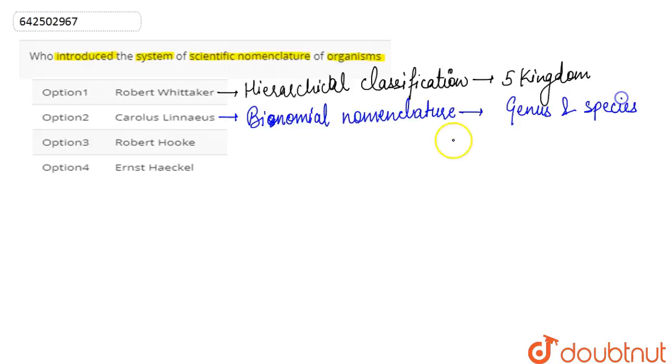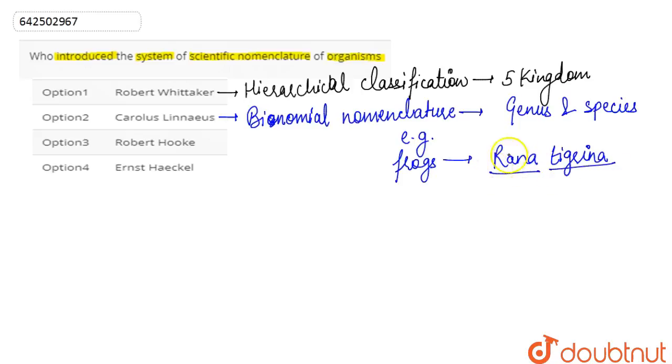If we consider an example, all the frogs have the genus name Rana, right? And the Indian bullfrog has the species name Tigrina, right? So he said that the binomial nomenclature includes two names, the genus and the species. It has to be written so that when we are typing it, it is in italics, and when we are writing it, it is underlined, and only the first alphabet of the genus is capital, and all the rest are small, right?